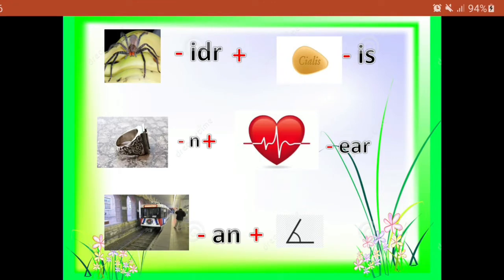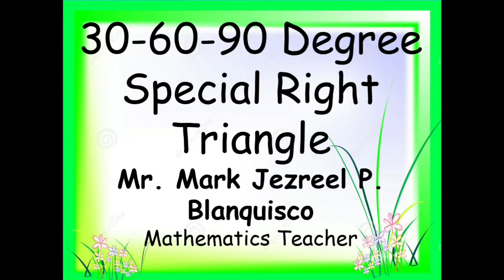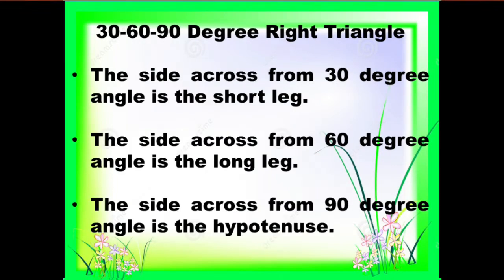The answer in this rebus is a special right triangle. The lesson that we are going to discuss right now is all about a 30-60-90 degree special right triangle. To start with, let us unlock the difficulty by defining the missing sides of a special right triangle.